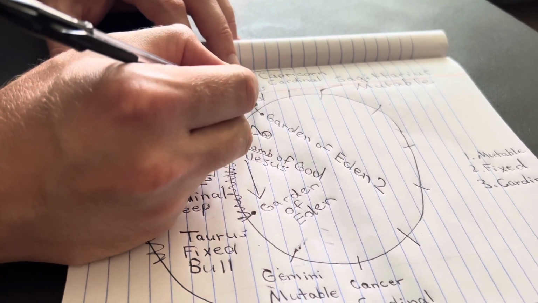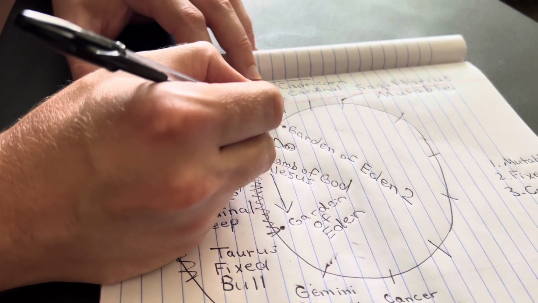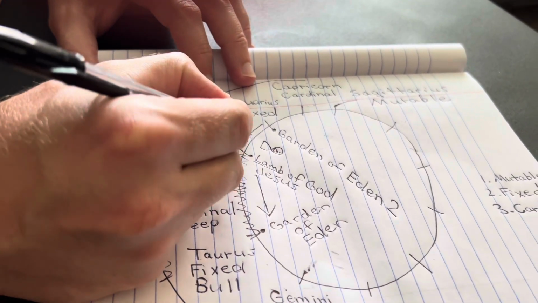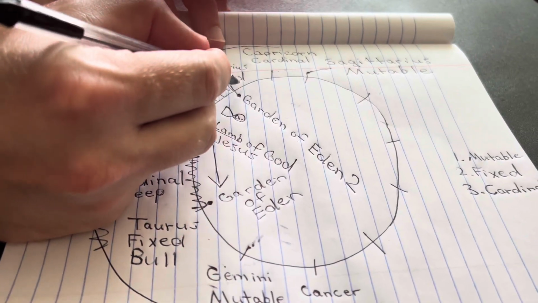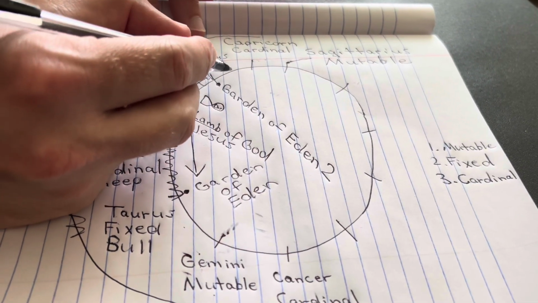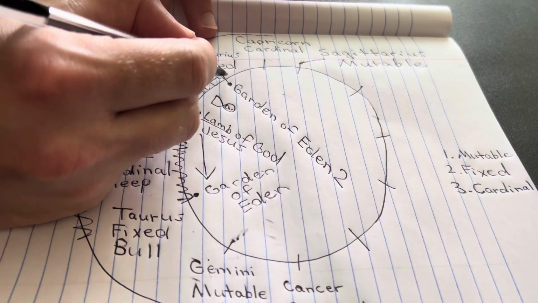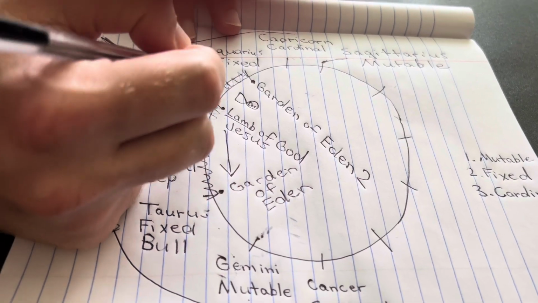Okay, now once you get over into Aquarius, so we finished up Pisces and we got to the cusp of Aquarius and Pisces here at the second Garden of Eden. Then what happens is Aquarius is the total opposite of Pisces.